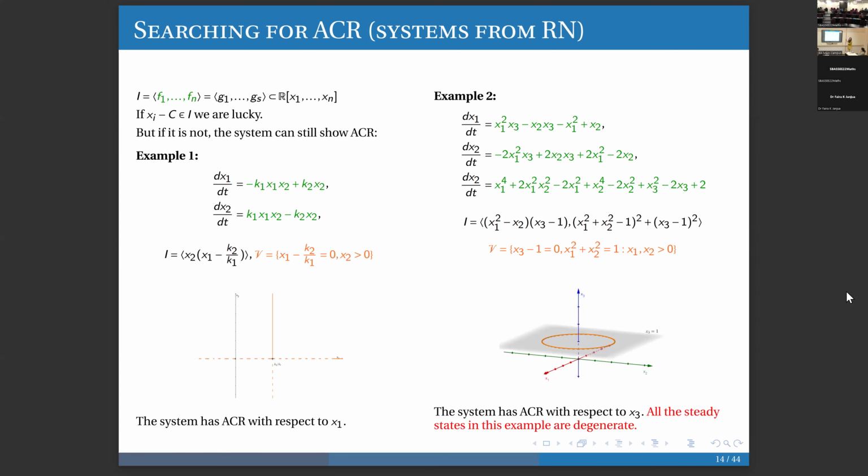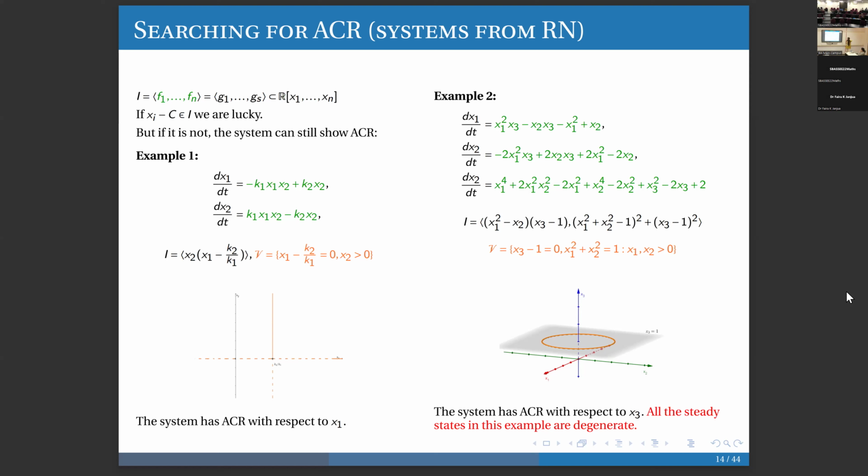So my point with these examples is that it's not easy to determine whether a network has ACR. I hope I convince you. However, in this last example, something happens, and it is that all the positive steady states are degenerate points, actually singular points of the variety. So the degenerate here, I think I didn't say yesterday, are the points where the Jacobian vanishes or does not have maximum rank. I call them degenerate.